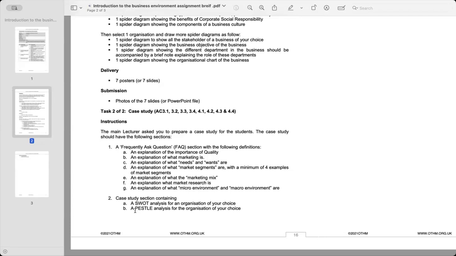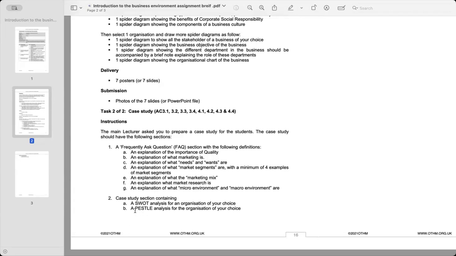Then PESTEL analysis. Do you know PESTEL analysis? We just discussed it yesterday, Asim. Any comments on that? No, no comments on that. Yeah, you know the PESTEL analysis we discussed yesterday.